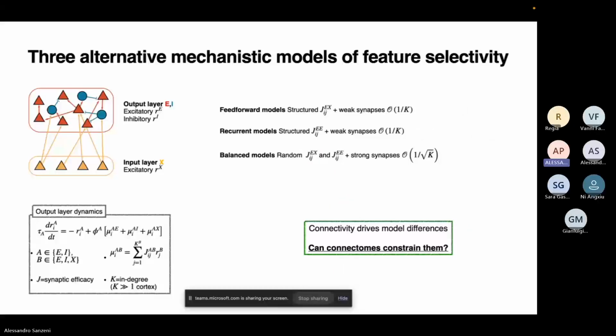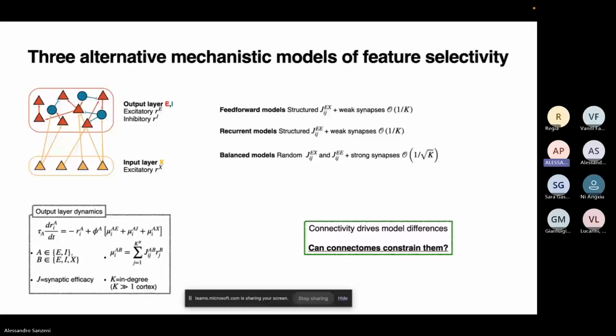Okay, so this is just the overview that I wanted to give you. I showed you three different models that try to explain the same phenomenon, that is feature selectivity, relying on different assumptions about connections in the circuit. And now, as I'll show you in a slide, we have a lot of information about connectivity in the circuits, and so we try to use that to constrain these mechanistic models.